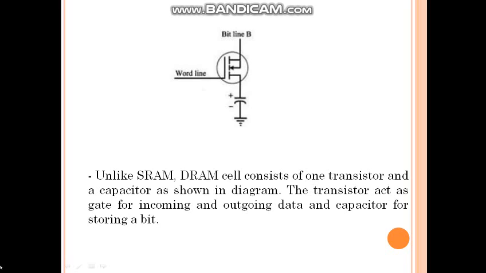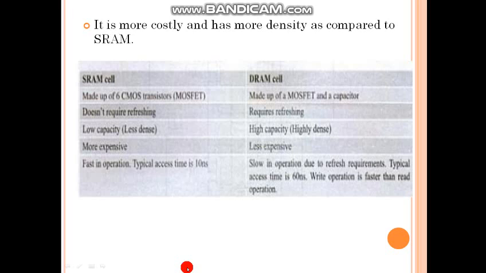This is a single bit, with word line and bit line B. Unlike the static RAM, a dynamic RAM cell consists of one transistor and a capacitor, as shown in the figure. This is the MOSFET transistor and this capacitor is used for storing the data. If it is charged, it means it stores 1. If it is discharged, it means it stores 0. The transistor acts as a gate for incoming and outgoing data, and the capacitor stores the bit. It is less costly and has a higher density as compared to the static RAM.